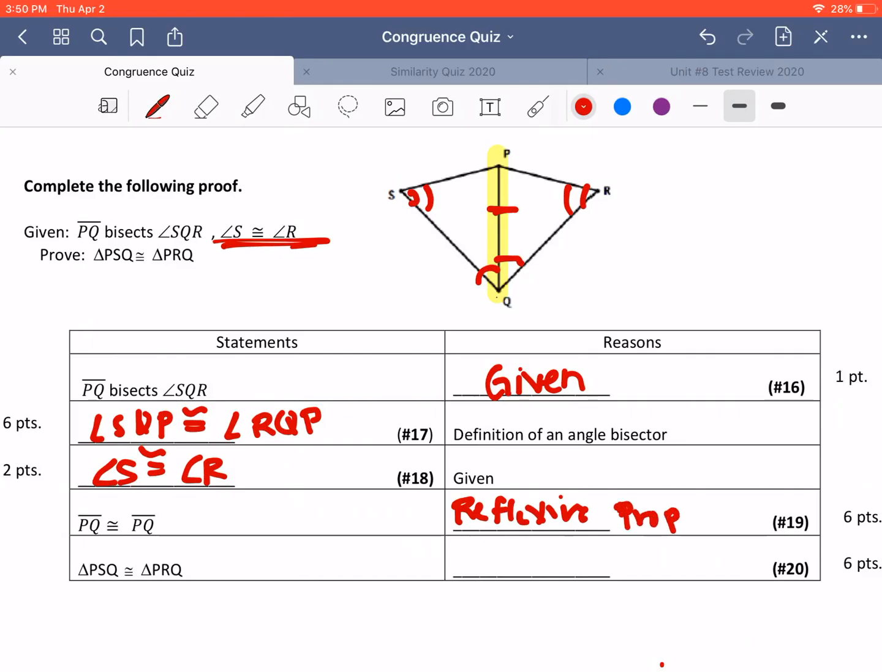Okay, so now I know angle, angle, and a side. The side is not between the two angles. So it is not angle, side, angle. It is angle, angle, side.